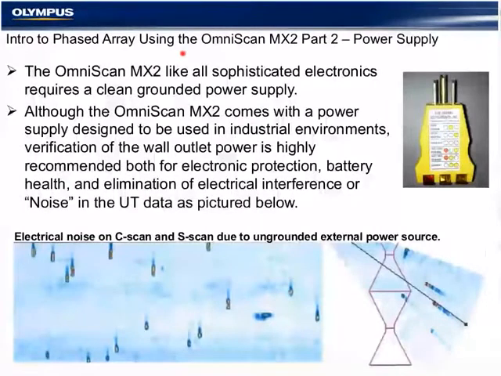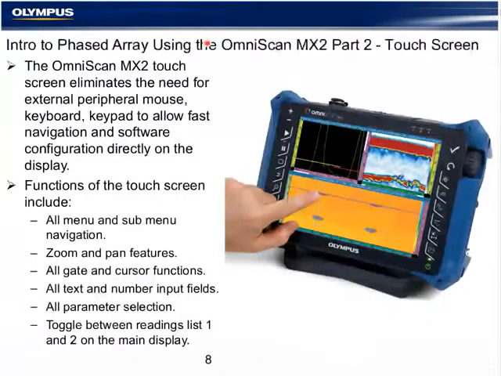Using the MX2, we also want to ensure that we have it plugged into a grounded power supply. Like all sophisticated electronics, the MX2 comes with a power supply designed to be used in industrial environments. Noise is particularly problematic in the TOFD and phased array groups, so it's not a bad idea to use some type of verification of your ground power source and compare it to battery power or electrical power. It's the source of a lot of support calls. So again, it requires a clean electrical source.